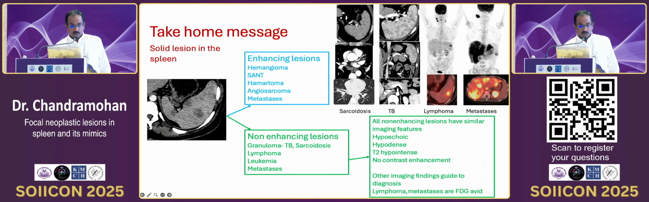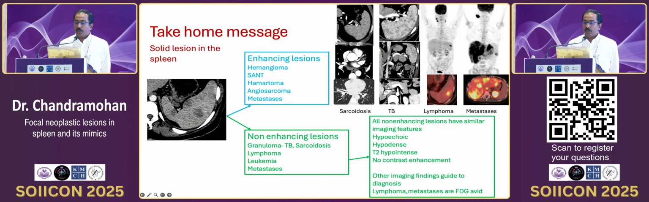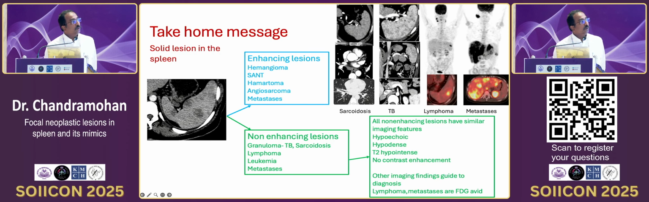Now, if there is a solid lesion, or multiple solid lesions, in case of lymphoma, metastasis, as well as granuloma, TB, sarcoidosis, the lesions will all be hypoechoic, hypodense, with no contrast enhancement, T2 hypointense, and all these lesions will appear similar.